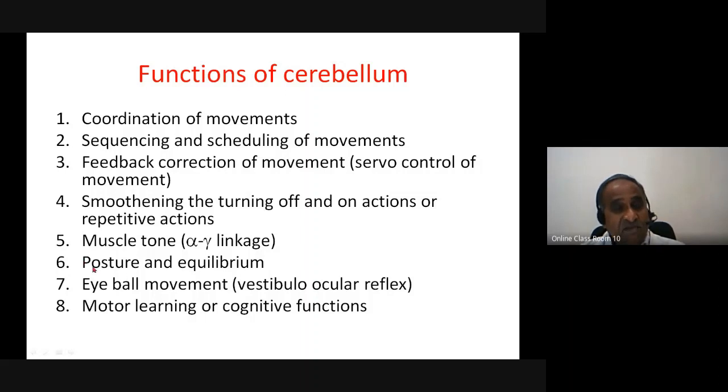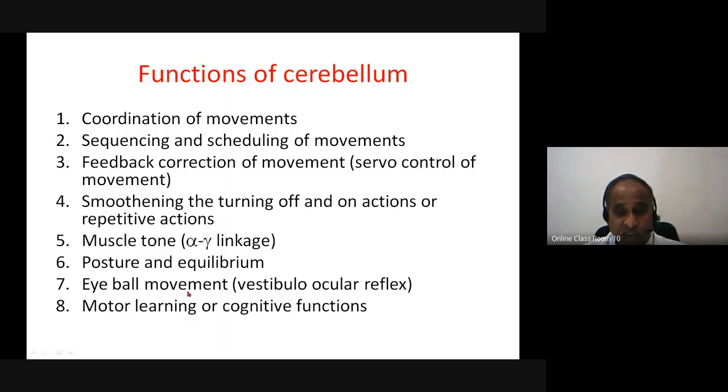Then we have the posture and equilibrium. Posture is coming from the vestibular nucleus, equilibrium is coming from the vestibular nucleus. So these two things together try to coordinate the actions of the axial muscles, which maintain the posture against gravity and equilibrium. And this is assisted by the vestibular system, otolith organs, and the semicircular canals.